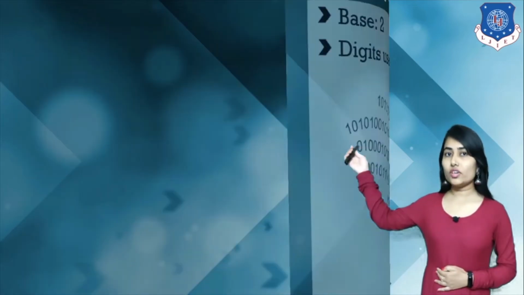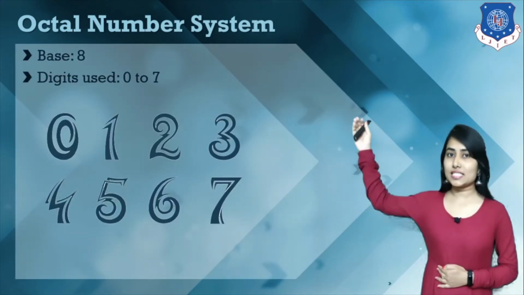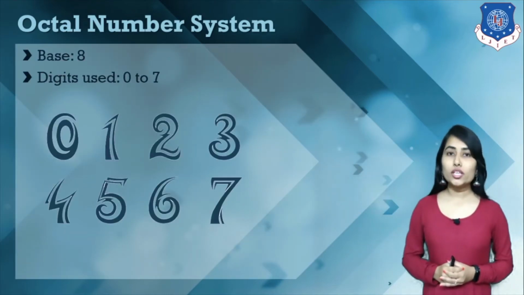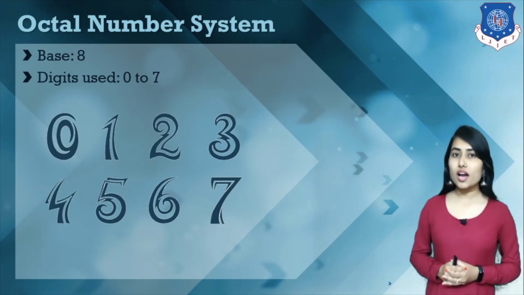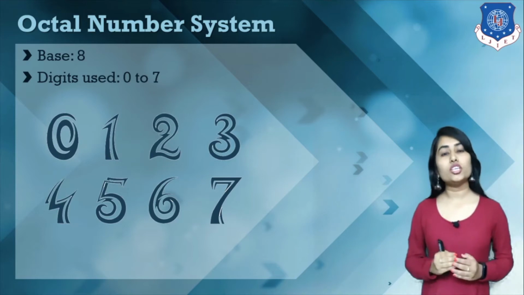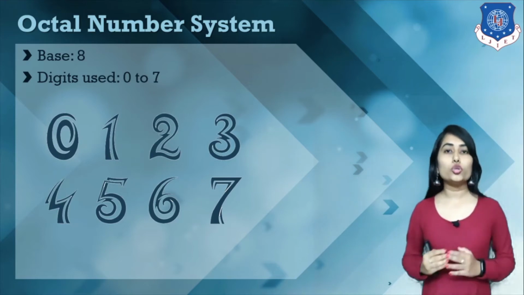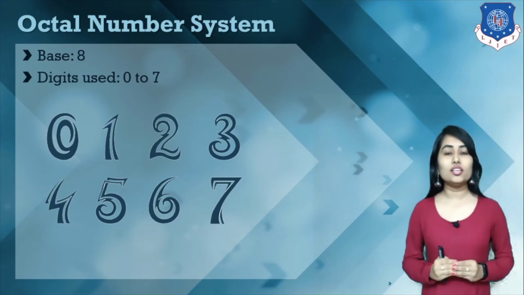Then we have the octal number system. In the octal number system, the base is 8 and the total number of symbols used are 0 to 7. In the octal number system, we basically use a total of 8 symbols, 0 to 7. That's why the octal number system has a base of 8.